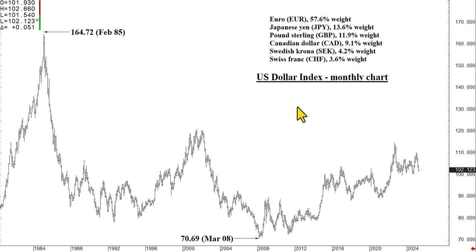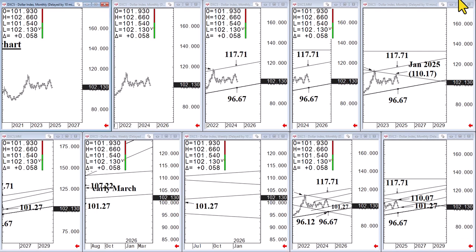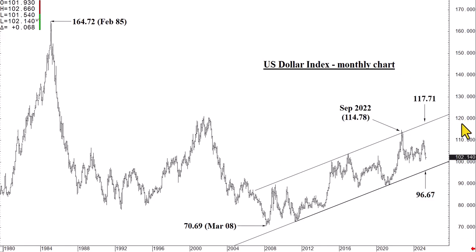So anyway, this is a monthly chart. It goes back to that February high, an all-time high for the U.S. dollar index, 164.72. And then you've got the March 2008 low of 70.69. Since March 2008, and we just cleared March of 2025, so this is a 17-year span of time, we are in a pretty well-defined, still, believe it or not, upward structure as far as the U.S. dollar is concerned in terms of trend. I'm going to get to that in a minute. In fact, I'm going to get to that right now.